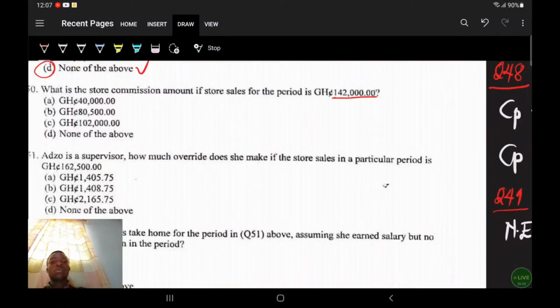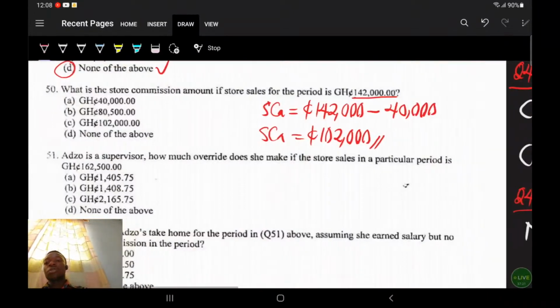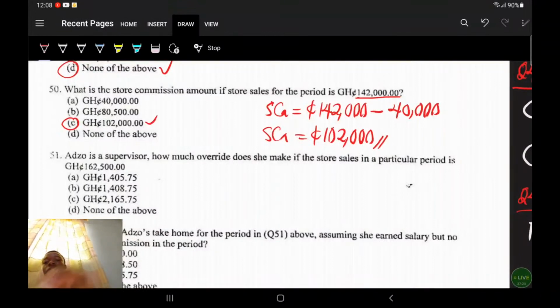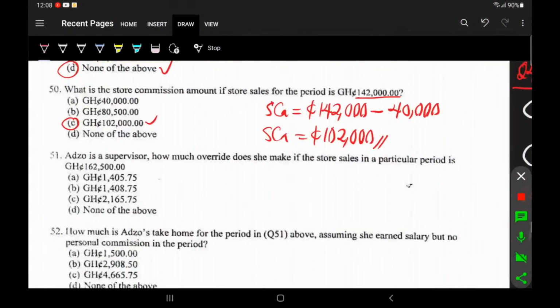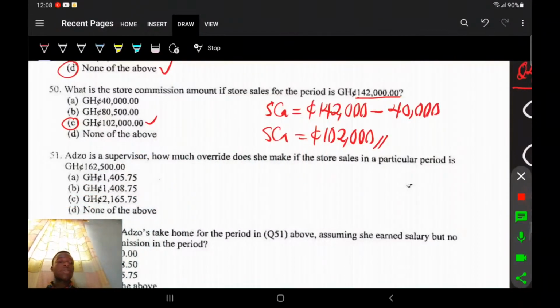So let me do that here. My store commission amount is going to be 142,000 minus the store quota of 40,000. At the end of the day, you should be able to arrive at 102,000. And that's going to be option C. So let's take note of that.